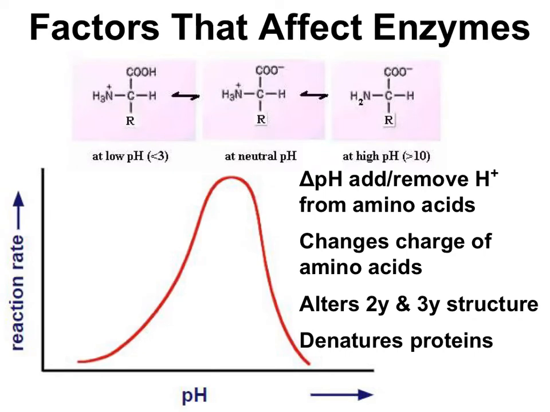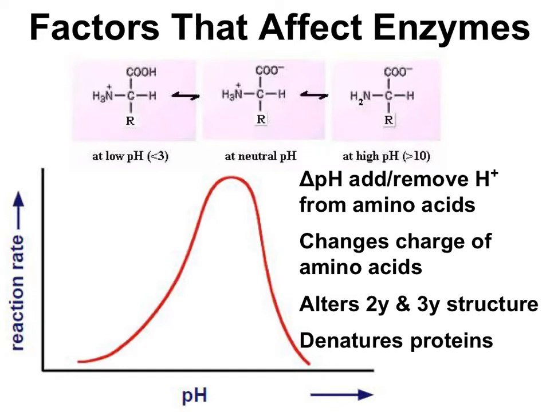The reason why having a pH that's too high or too low over the optimum is bad connects directly to our biochemistry rule of how like charges repel and opposites attract. So how pH works is pH adds or removes hydrogen ions from amino acids. You can see in this diagram the same amino acid at a low pH, neutral pH, and high pH.